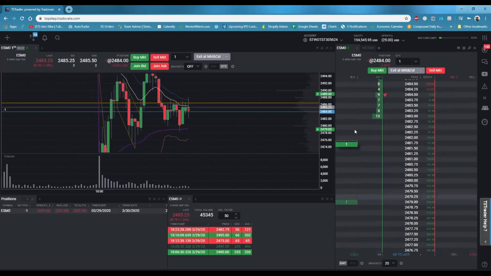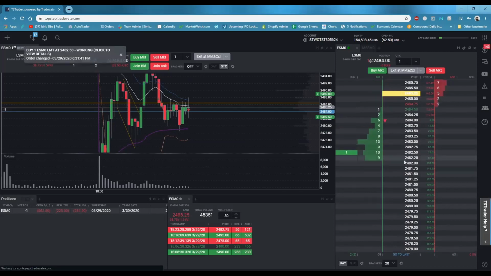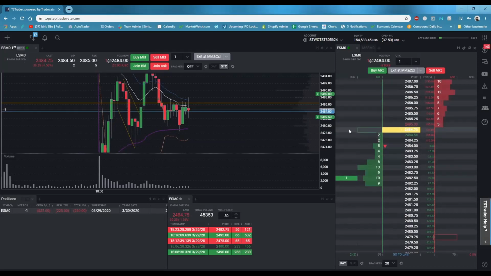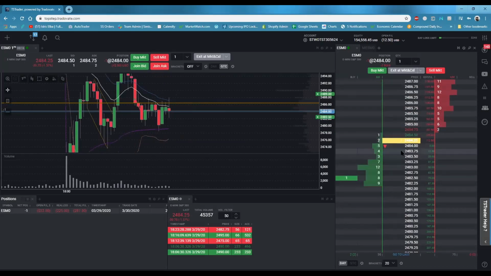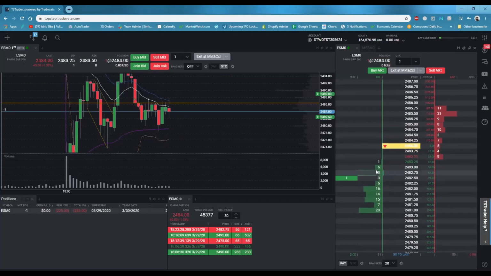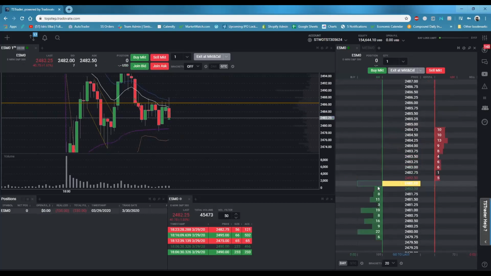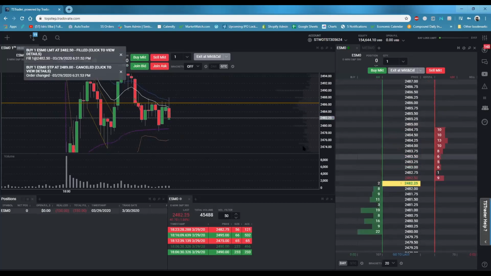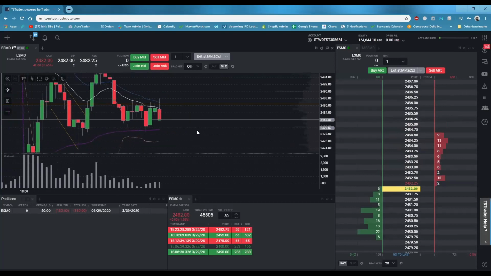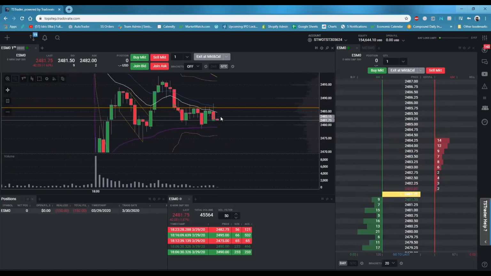So we're going to take a quick one here. We're going to try to get profits a little bit sooner on this trade. Again, we're going to use a little bit of a wider stop, but we should see a drop here. And we get our fill. All right. Cool.